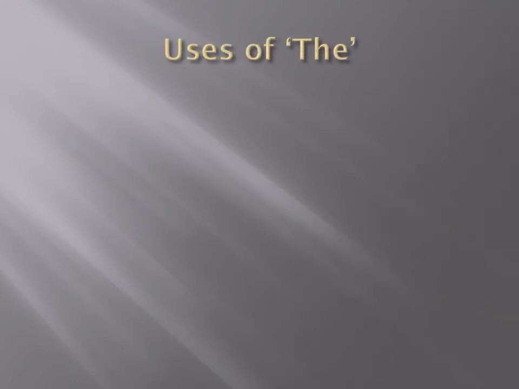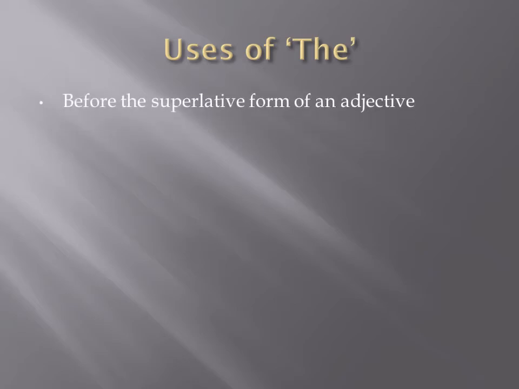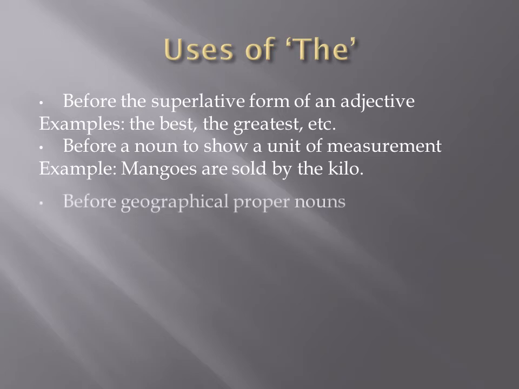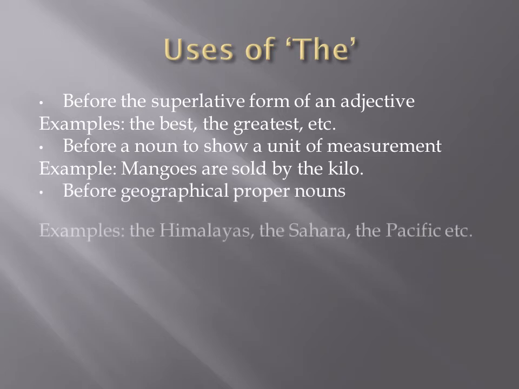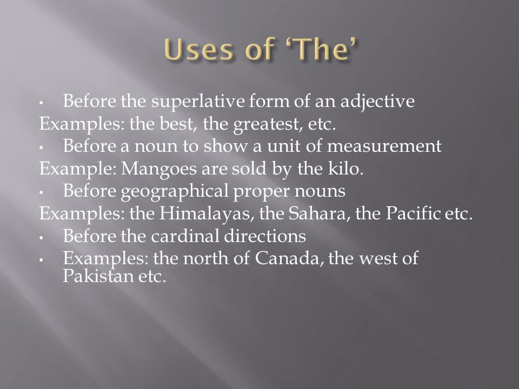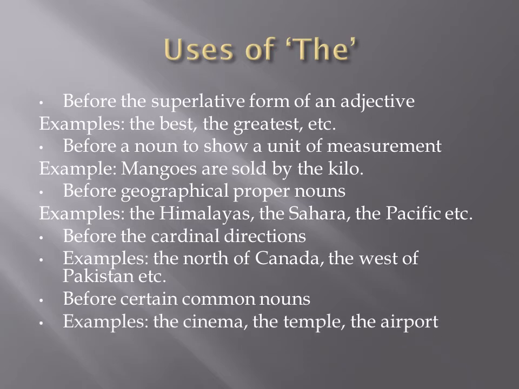Now we will come to know where we have to use the. Before the superlative form of an adjective, as we are having three forms of adjectives, degrees of adjectives. With the superlative degree, we always use the: the best, the greatest. Before a noun to show a unit of measurement, like mangoes are sold by the kilo. Before geographical proper nouns, like the Himalayas, the Sahara, the Pacific. Before the cardinal directions, like the north of Canada, the west of Pakistan, etc. Before certain common nouns: the cinema, the temple, the airport.